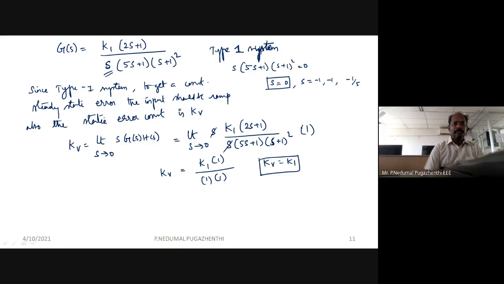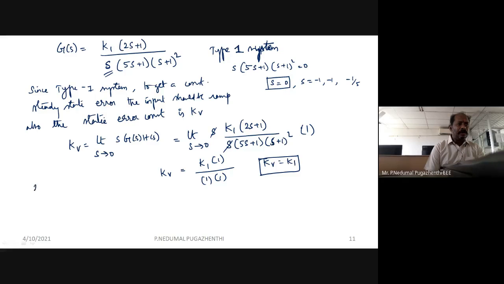Any doubts so far? Hello, please respond. Anything I should repeat again? Okay, no doubt. Fine, so kV is equal to K1. Now, based on the input, I have to determine what the K1 value should be. So what is the input provided?